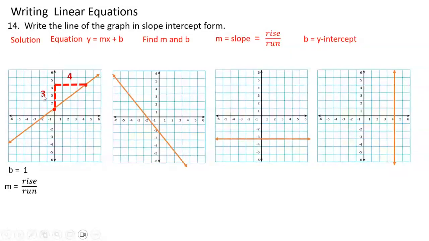So my slope is the change in y, or the rise over the run. So my slope is 3/4. So now I got my b and I got my m. So now we plug it into the equation. So y equals 3/4 x plus 1.